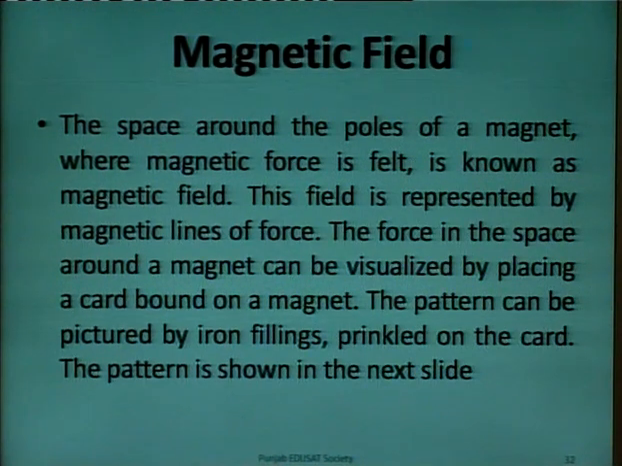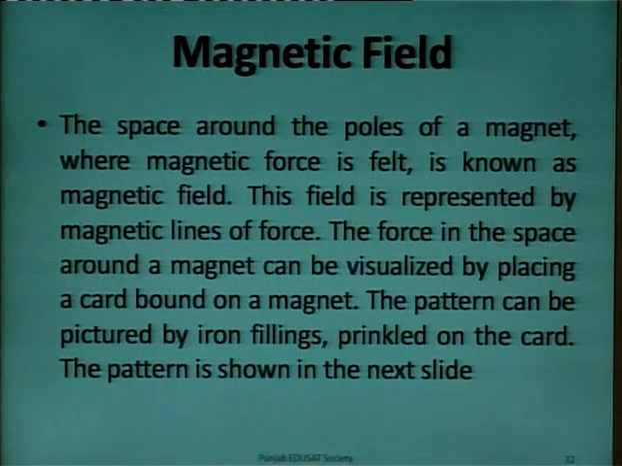So again in the magnetic field, the space around the poles of the magnet where magnetic force is felt is known as the magnetic field. This field is represented by the magnetic lines of force.